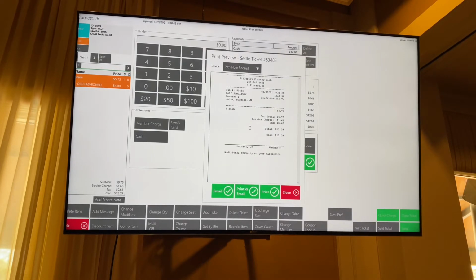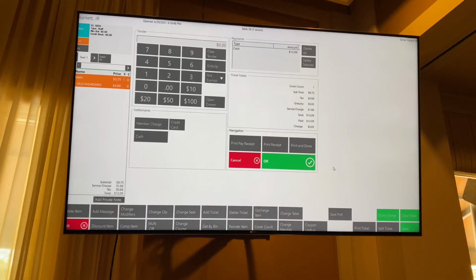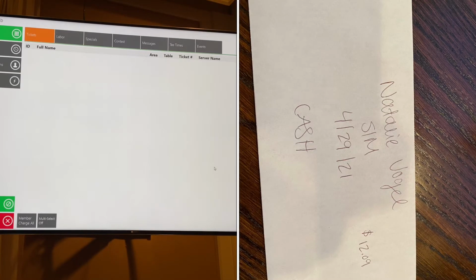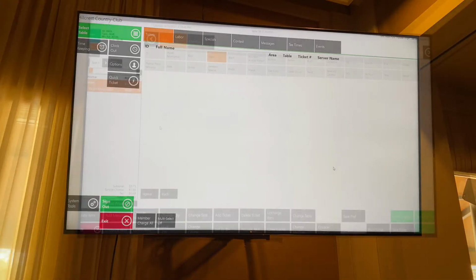This is going to bring you to this screen. At the bottom of this ticket, you can see that it says it's charged cash $12.09, and then you're going to print off this ticket. You're going to use this ticket that states that it was charged for cash, and you're going to take it and the exact amount of cash, $12.09 in this example, and you're going to put it in an envelope, and I will show you a picture of an example of how to label that envelope correctly.